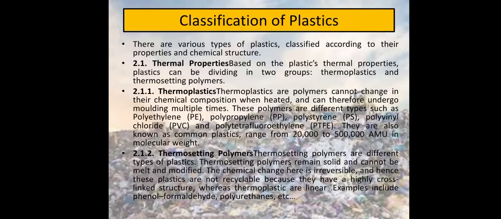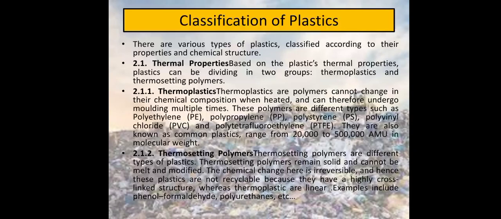Now the next point is the classification of plastic. On the basis of different properties, plastics are divided into different groups. Majorly the classification of plastic depends upon their properties and their chemical structure. The first classification is depending upon thermal properties. On the basis of thermal properties, plastics can be divided into two different groups, that is thermoplastic and thermosetting polymers.